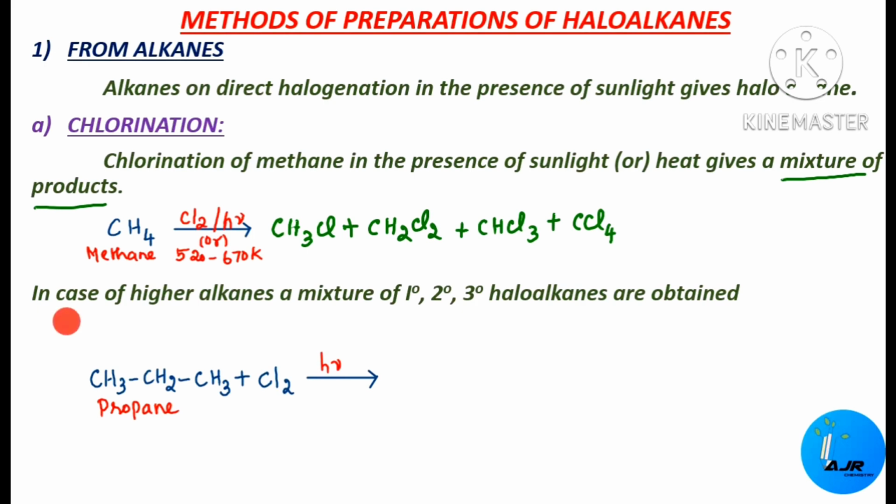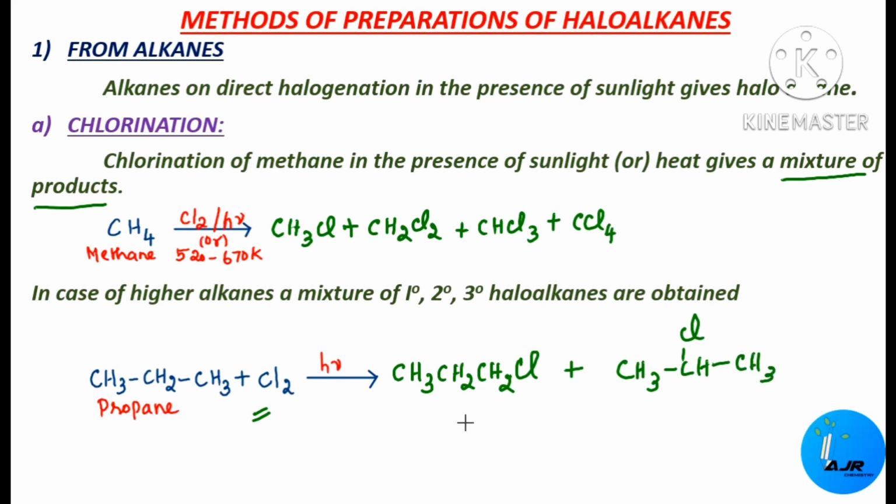Understood, students? In the case of higher alkanes, see, this is a lower alkane, methane is a lower alkane. But in the case of a higher alkane, see here it is a higher alkane having 3 carbons, is it not? In the case of higher alkanes, a mixture of primary, secondary and tertiary haloalkanes are obtained. So when you are making use of higher alkanes, it is possible to produce primary, secondary and tertiary haloalkanes. Let us see the products now. In the presence of chlorine and sunlight, it's possible to produce a mixture of products, that is CH3CH2CH2Cl plus a secondary product CH3CHClCH3.